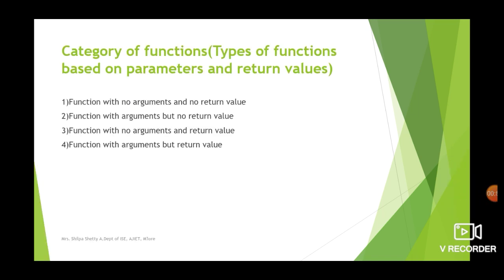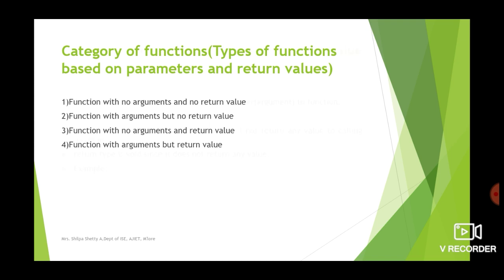So basically there are 4 types of function based on the parameters and return values, that is function with no arguments and no return value, function with arguments but no return value, function with no arguments and return value, and function with arguments and return value. So these are the 4 categories of function, and let us discuss these one by one.